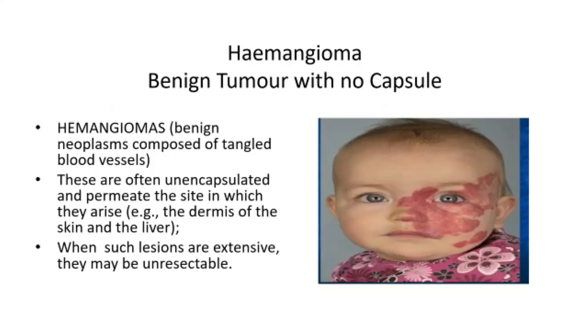Sometimes benign tumors also don't have a capsule. An example is a hemangioma, which is seen in this young beautiful kid. Hemangiomas are often unencapsulated and permeate the site in which they arise. Such lesions can be extensive, and they may be unresectable.